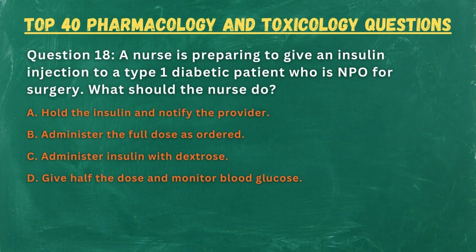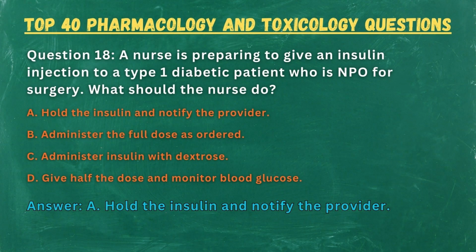Question 18. A nurse is preparing to give an insulin injection to a type 1 diabetic patient who is NPO for surgery. What should the nurse do? A. Hold the insulin and notify the provider. B. Administer the full dose as ordered. C. Administer insulin with dextrose. D. Give half the dose and monitor blood glucose. Answer: A. Hold the insulin and notify the provider.